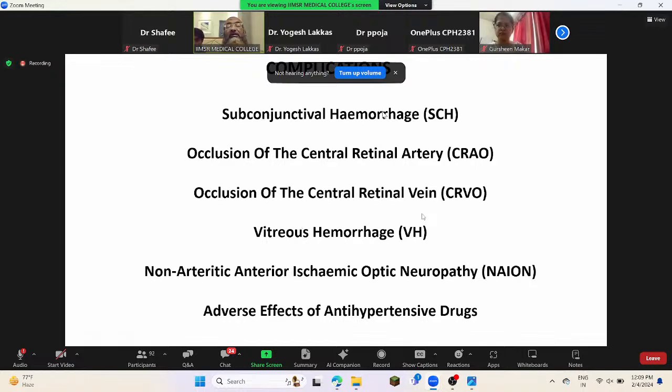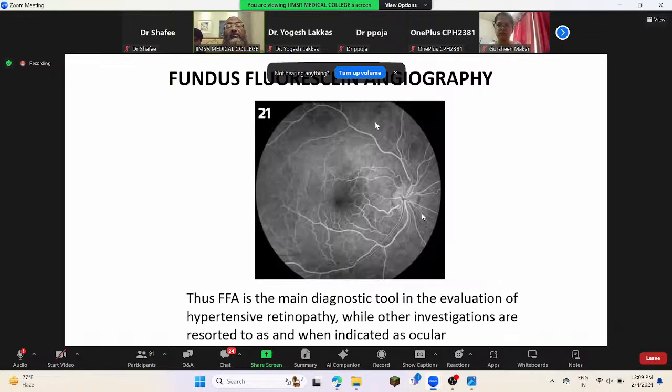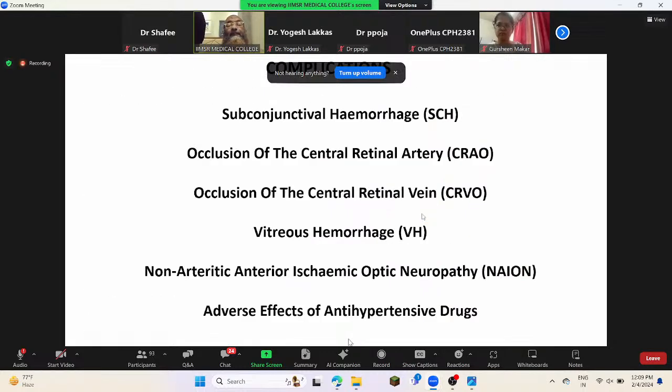Complications. Sometimes other investigations are resorted to. They are not regularly recorded, but they are resorted to as and when indicated, such as ocular ultrasonography in hemorrhage to rule out RD.